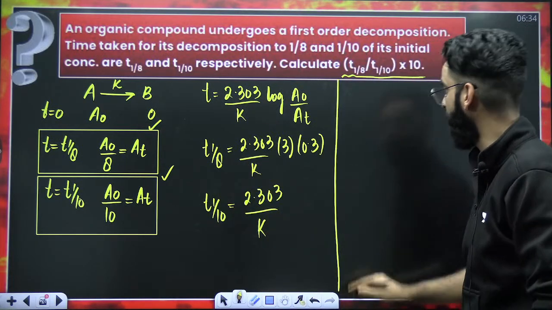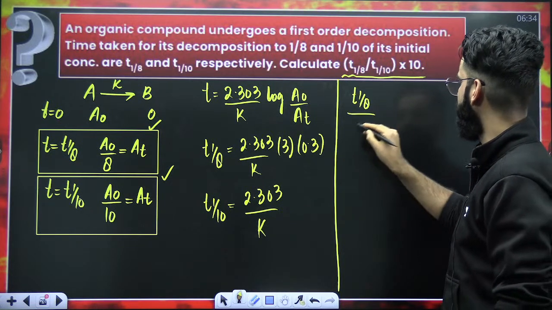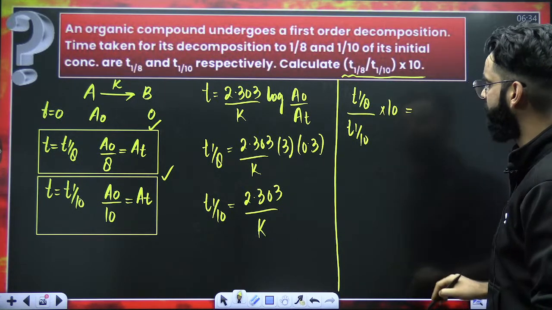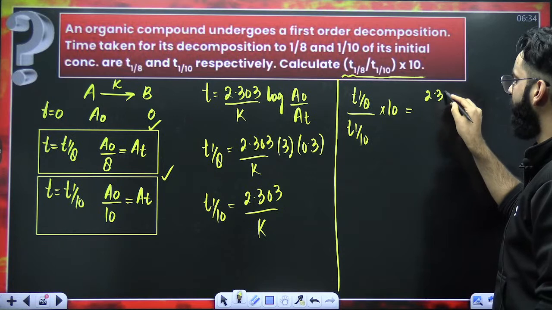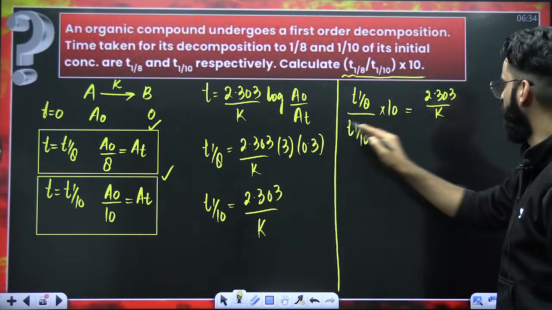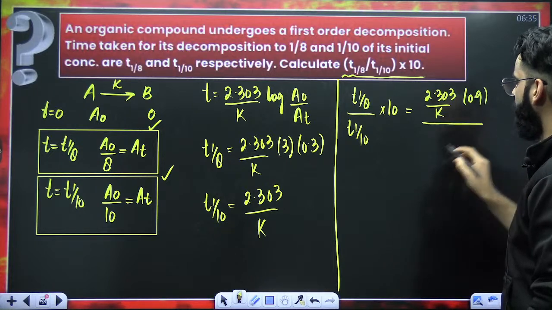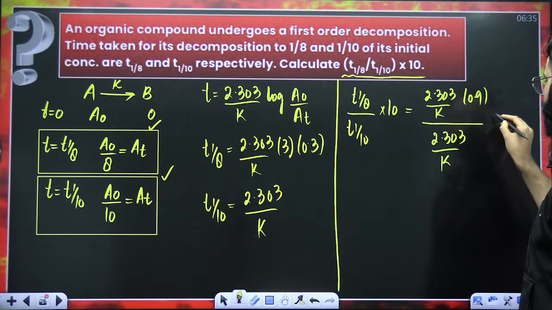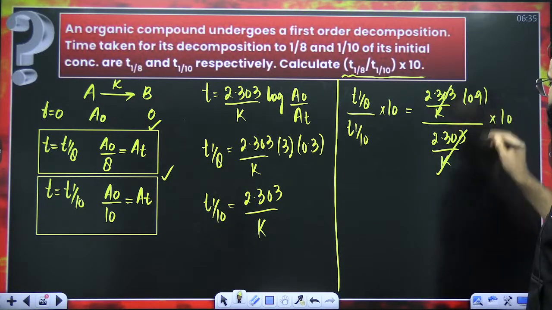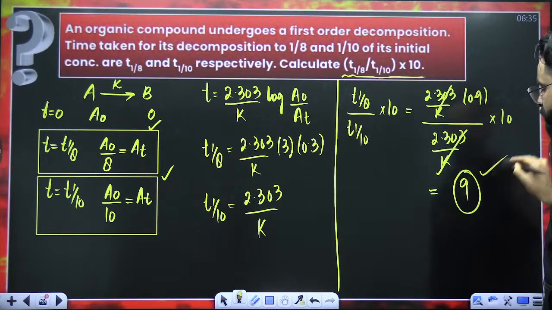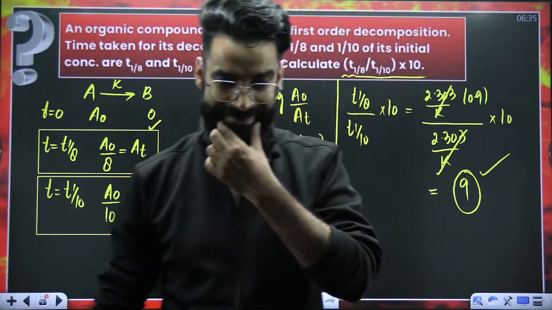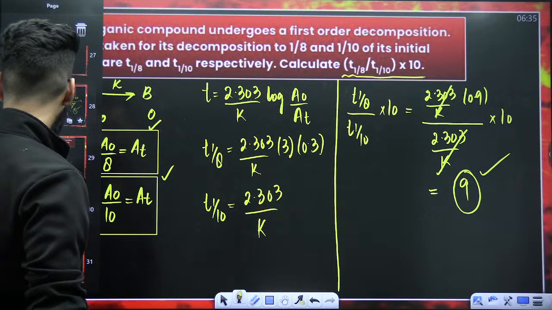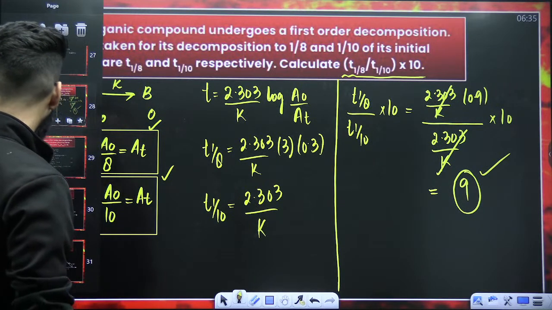What exactly am I supposed to calculate? I'm supposed to get the value of T1/8 divided by T1/10, multiplied by 10. T1/8 is 2.303 divided by K, times 0.9, the whole divided by T1/10, which is 2.303 divided by K, multiplied by 10. So this term is gone, and 0.9 multiplied by 10 comes out to be 9. So 9 is the answer to this question. Is this absolutely clear to everyone? Quickly, guys.